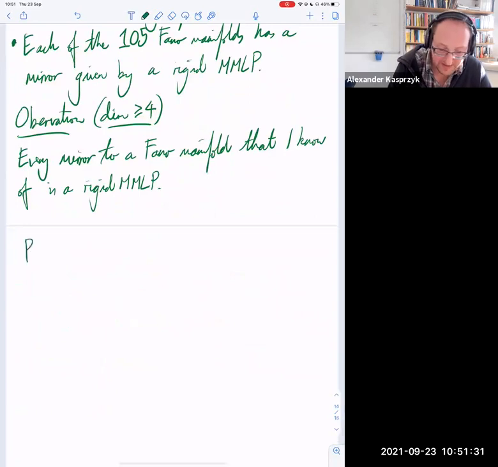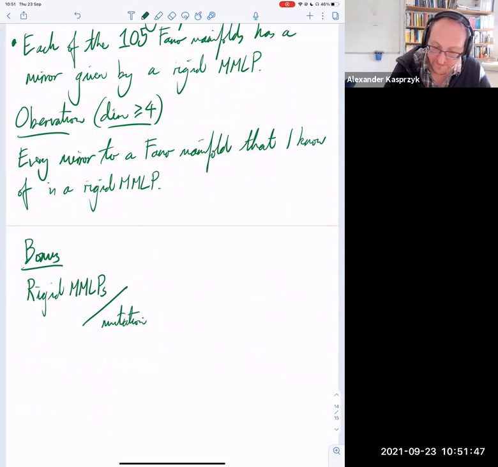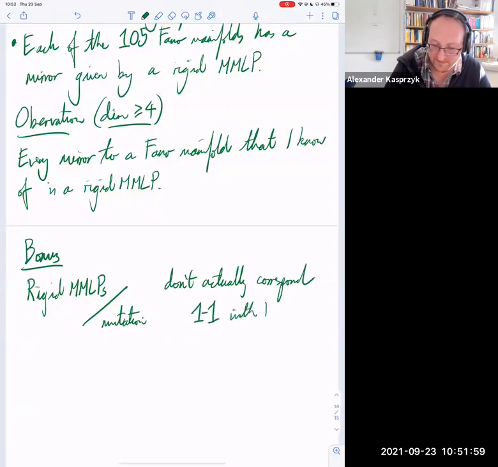The other useful thing, and I've not really mentioned this, I don't want to call it a warning, it's actually a bonus. Rigid MMLPs up to mutation equivalence don't actually correspond one-to-one with Fano manifolds.